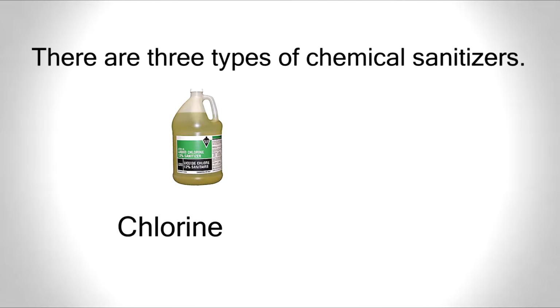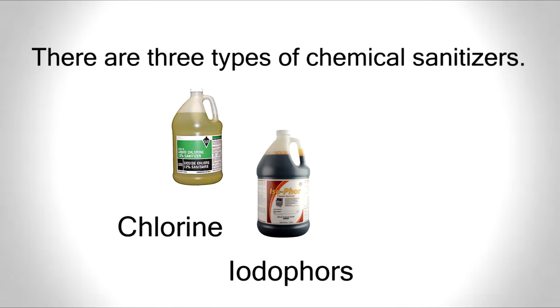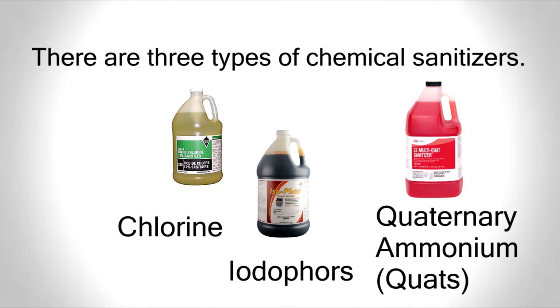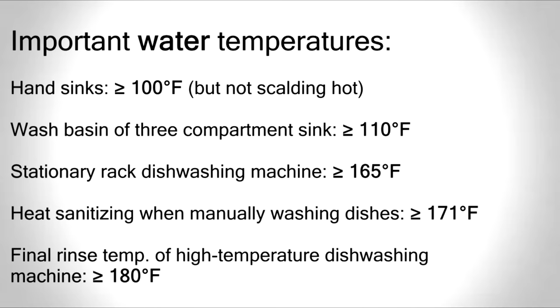Now let's talk about sanitizers. There are 3 types: chlorine, iodophores, and quaternary ammonium, or quats. Here are some important water temperatures to know for your exam. At a hand sink, the water should be at least 100 degrees Fahrenheit, but not too hot to wash your hands. In the wash basin of a 3-compartment sink, the soapy water should be at least 110 degrees Fahrenheit.